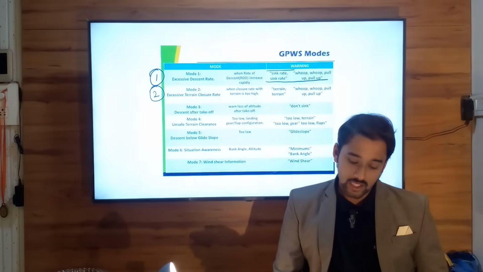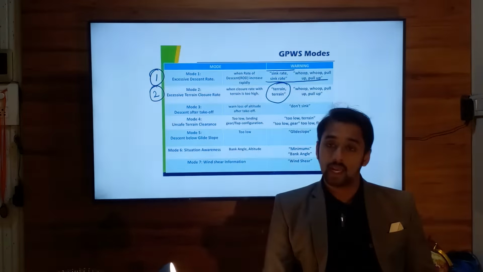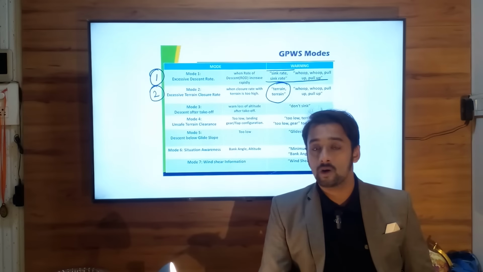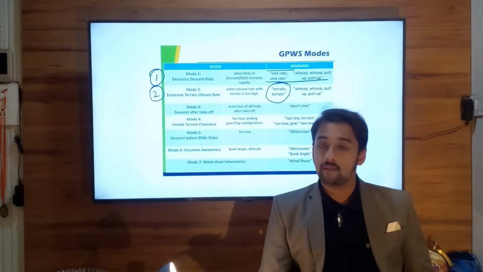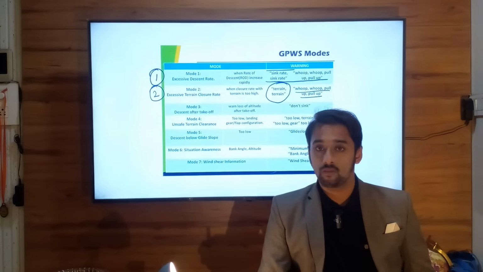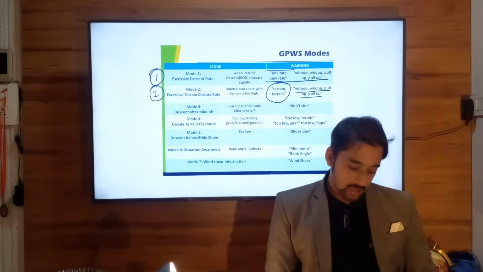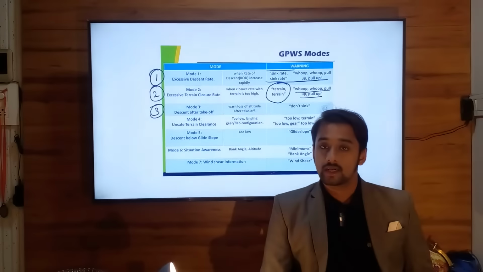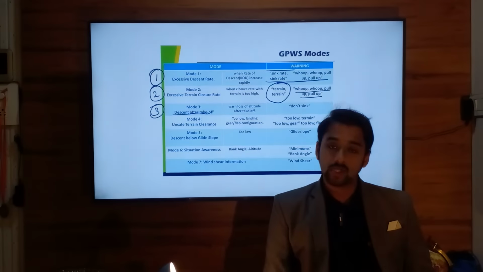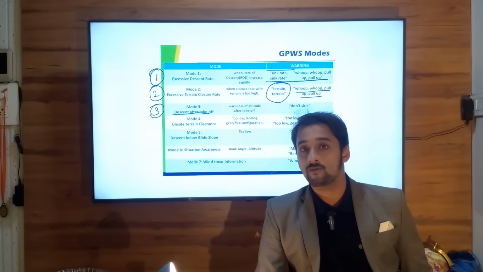In that case, it will generate an alert of "terrain," telling you that there is terrain in front of you or just below you, and there is a danger. The immediate action should be to pull up. The warning is the same as for mode 1: "whoop, whoop, pull up." Pitch up. Third is mode 3, descent after takeoff. As soon as you take off or lift off from the runway, you are expected to maintain a certain rate of climb. That rate of climb should be maintained.